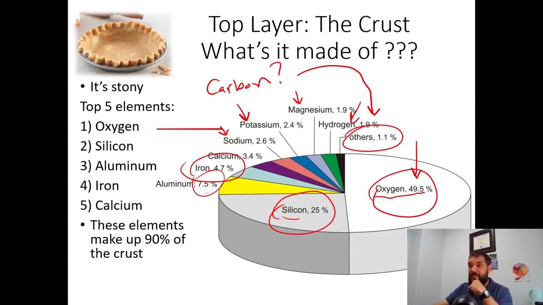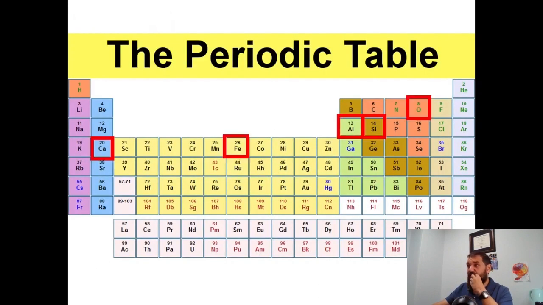Okay. So anyway, if you look at the periodic table, 90% of the crust is just these five elements you see right here: oxygen, silicon, aluminum, iron, calcium. 99% of the crust is, you just throw in another four: hydrogen, magnesium, sodium, potassium.